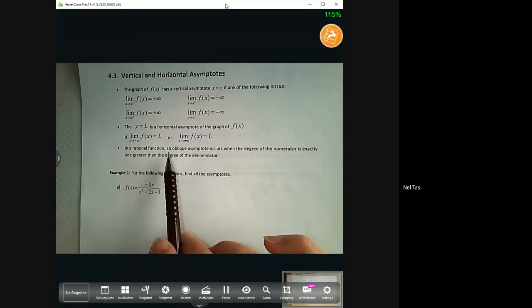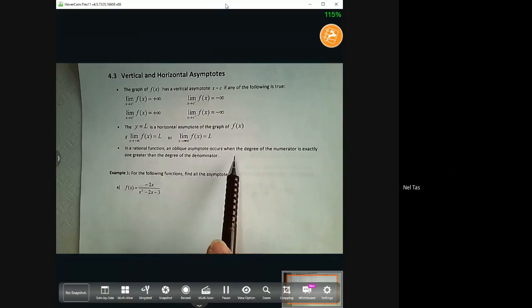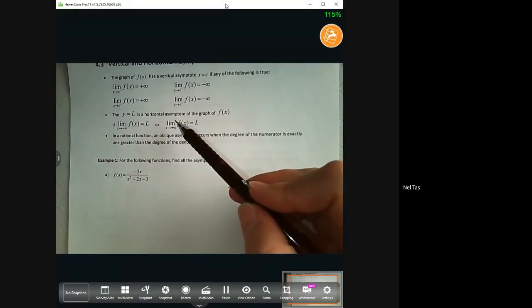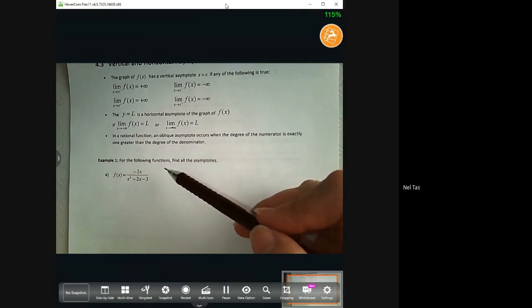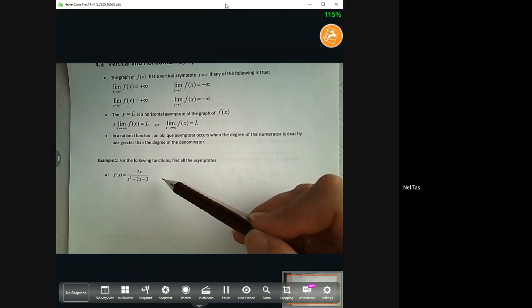In a rational function, an oblique asymptote occurs when the degree of the numerator is exactly 1 greater than the degree of the denominator. You already know this actually from advanced functions. In advanced functions, we had a shortcut for finding the horizontal asymptote, okay? But actually that shortcut is coming from limits. So today we are going to look at finding horizontal asymptotes using limits.